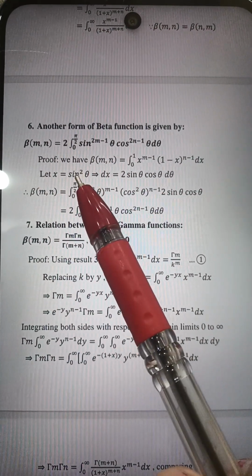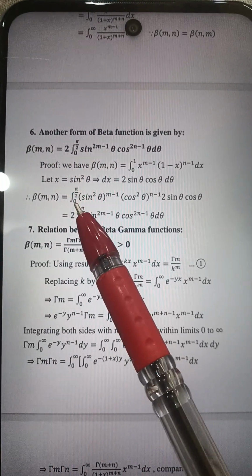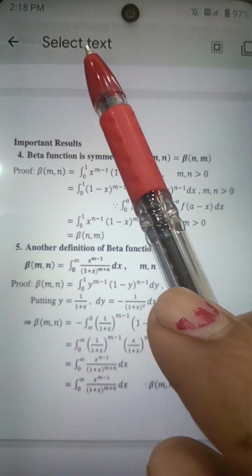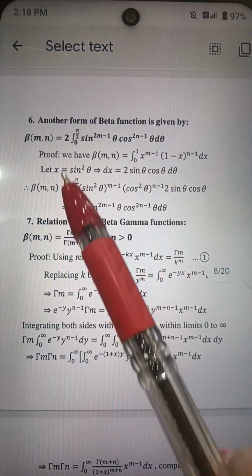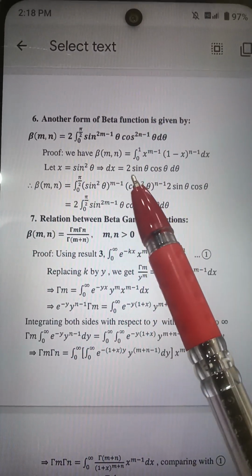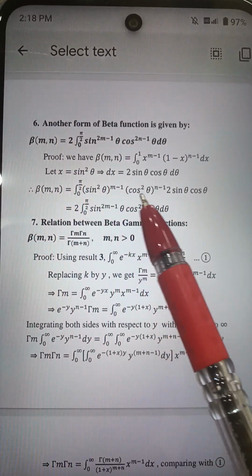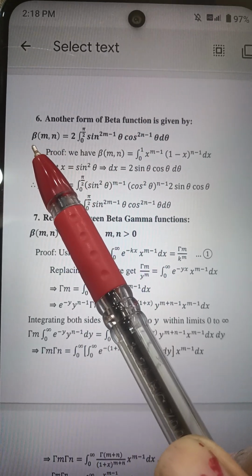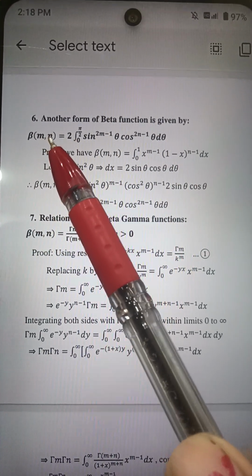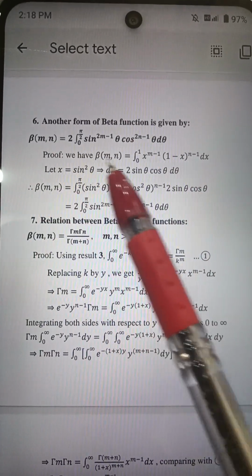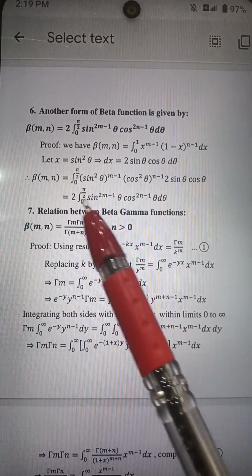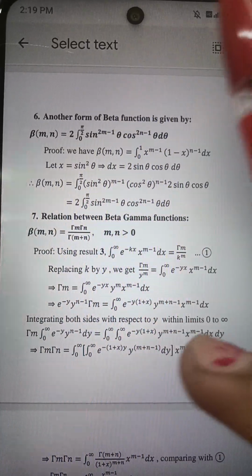Okay, now in place of x we will write sin square theta, because x is sin square theta and dx equals 2 sin theta cos theta d theta. We have put the values in the starting. We have discussed the basics of how beta function is defined, so we have put the values of sin theta and cos theta in that. I hope this is clear to you. If you still have any doubt, you can comment.